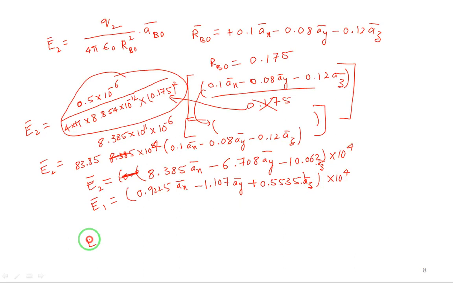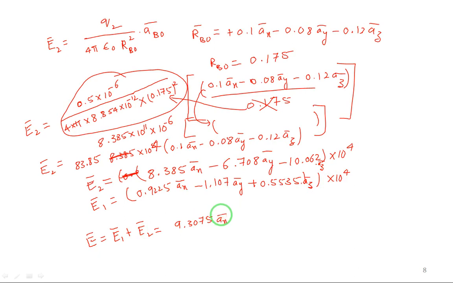Then we will add and we will get the total electric field E. Add E1 plus E2, we will add one by one. The 10 power 4 will take care later. So first I will add 8.385 plus 0.9225. So I am getting 9.3075 AX.